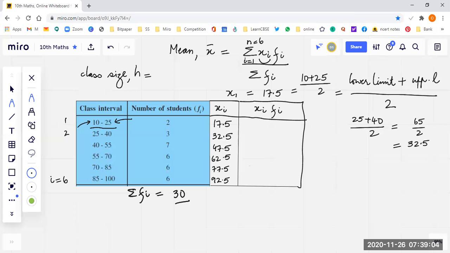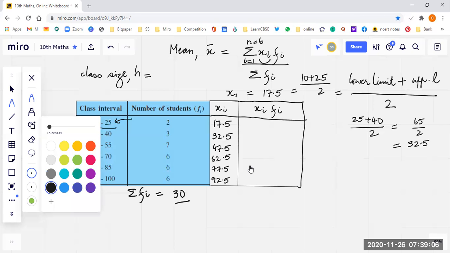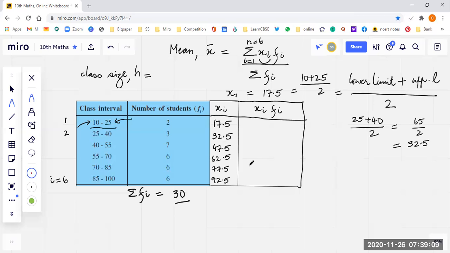Nothing. I simply need to multiply xi by fi. For this xi, this is the fi, this is f1, this is f2, like that. This is my f6. All right. So what will be my xifi? I'll multiply 17.5 by 2. So how much will it be? Come on, students. 17.5 into 2 is 35. All right, I got the first xifi. Similarly, now you multiply 32.5 into 3, then 47.5 into 7.